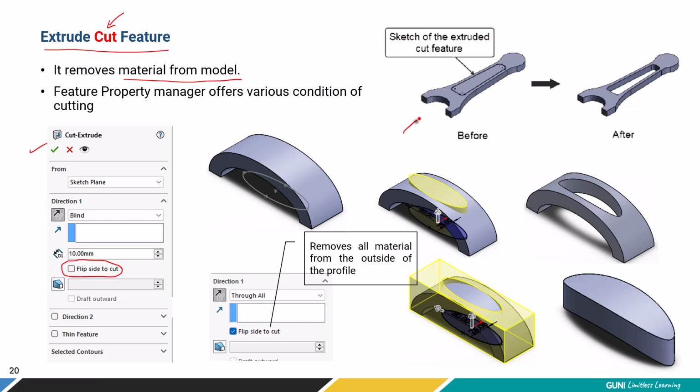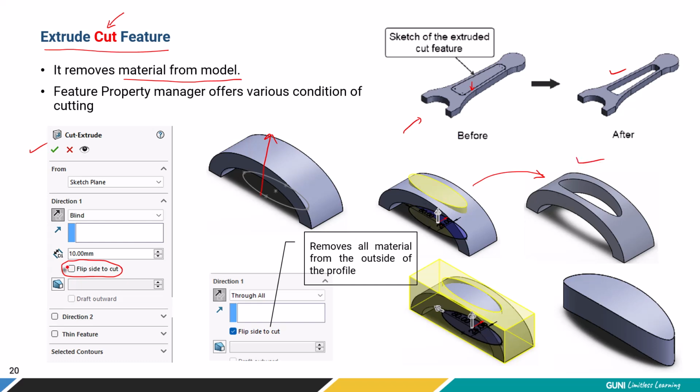Now here, look at this figure, the connecting rod part file. Here we have drawn the sketch and we simply remove that part of the material using the extrude cut feature. In this exercise we have an elliptical shape and we are going to extrude it to remove the material. So here we have two options. If you go straight away, it will remove the material and give this kind of outcome.